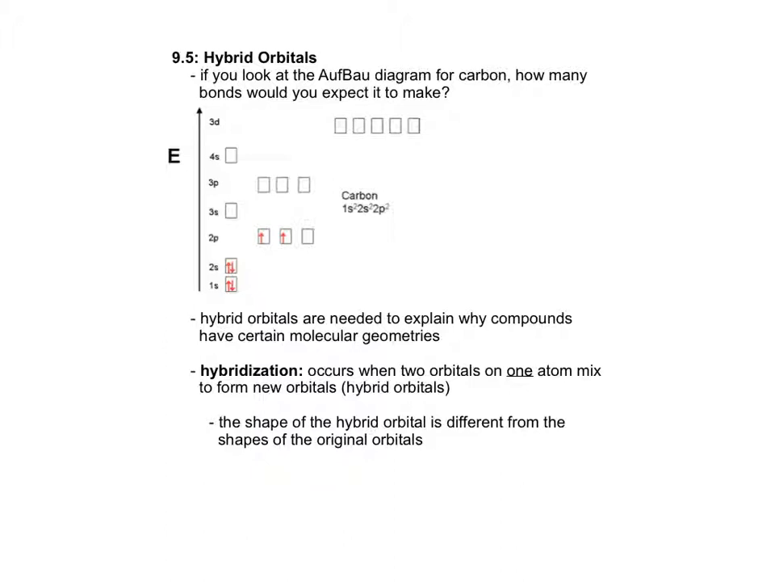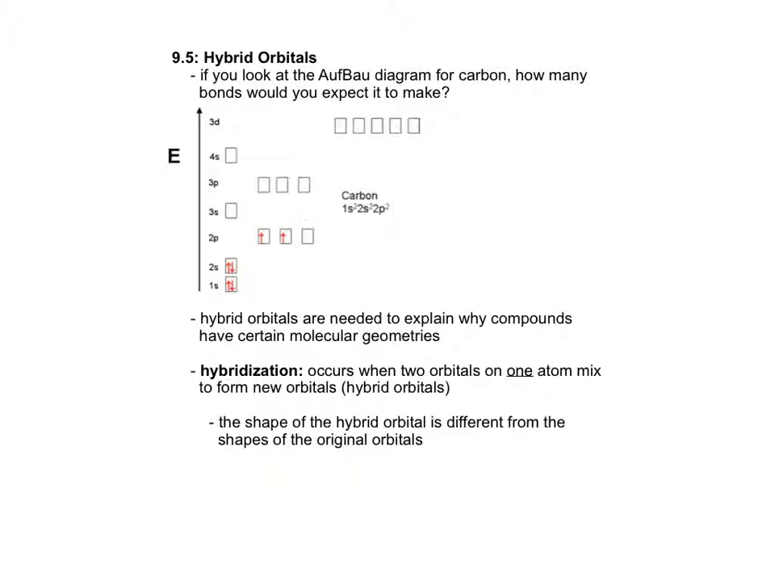Well, if we look at this down here, we're really only seeing two unpaired electrons. So you'd expect it to make two, right? But what do we know about carbon? Well, we always talk about carbon having 4 valence electrons, and carbon's very good at binding with 4 other things. So clearly, these things aren't jiving, right? They're not going together. So we need these hybrid orbitals to explain how you get these certain geometries, like how carbon combines with 4 other things.